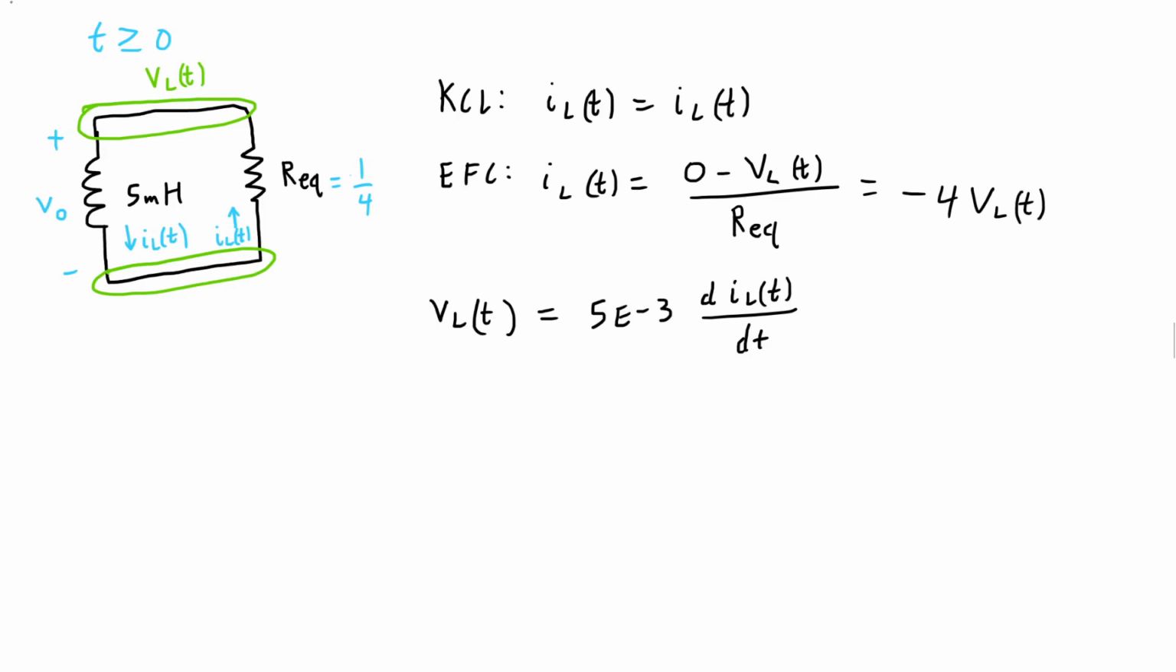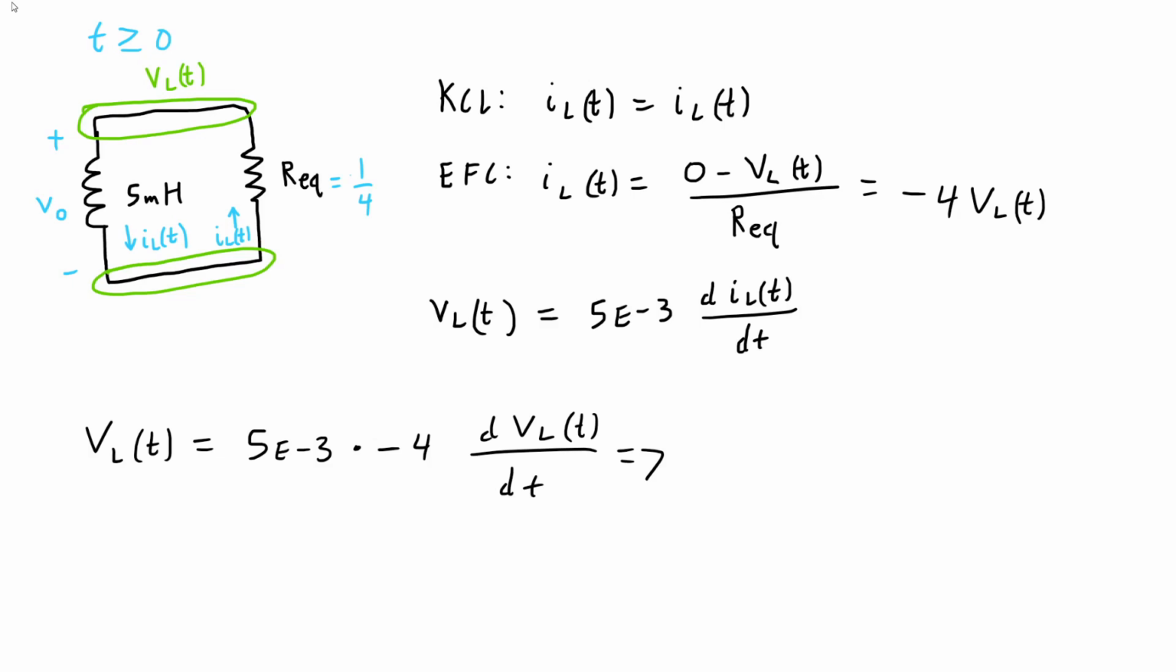Alright, so if we have this expression for the current and this expression for the current, I'm just going to plug that in and solve the differential equation. So VLT equals 5 millihenry. I'm going to pull out the -4 from the derivative. So we're just going to have dVLT dt. I'm going to move it to the other side.